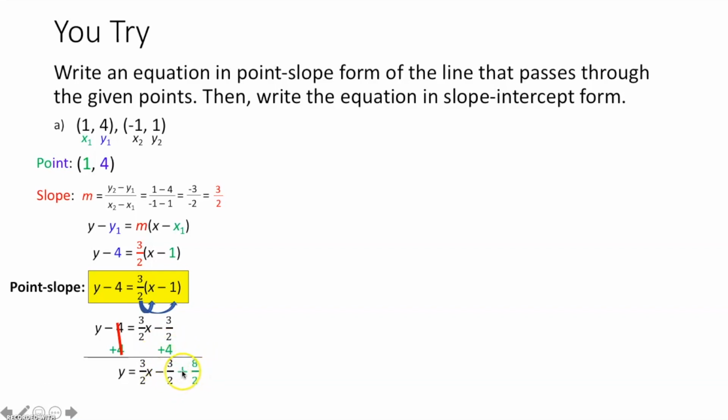Negative 3 halves plus 8 halves is going to be the same thing as 8 minus 3 in our numerator, which is going to be 5 over 2. Remember, the denominator stays the same. Now I have my slope-intercept form of the equation of the line that passes through these points. So if I were to graph each of these on a coordinate plane, it would give you the exact same graph. Or what I could have done is I could have chosen the other point to be my x sub 1 and y sub 1.